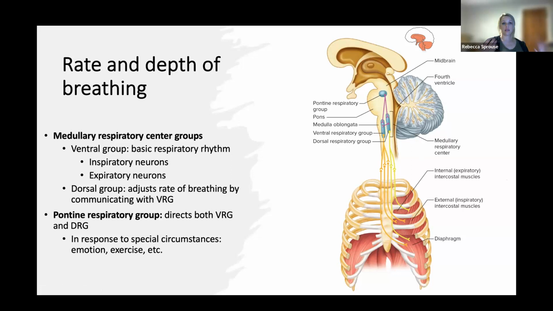Now, when you exhale, now we're going to tell the diaphragm to stop contracting. So these neurons are going to be inhibited and these ones are going to be firing. It's a very crazy balance and cycle. It happens so fast, and it's truly fascinating.